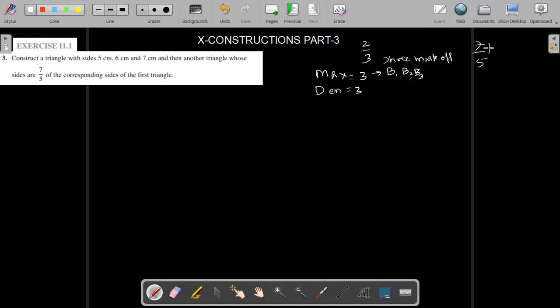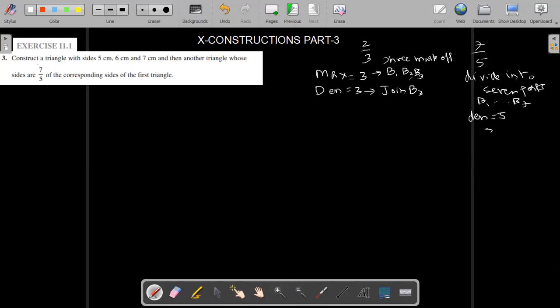And here the maximum is 7. So divide into 7 parts. Just remember this, divide into 7 parts because the maximum is 7. 7 parts means B1, B2, B3 up to B7. And the denominator means B3, so join with B3 because the denominator is 3. And here the denominator is 5.